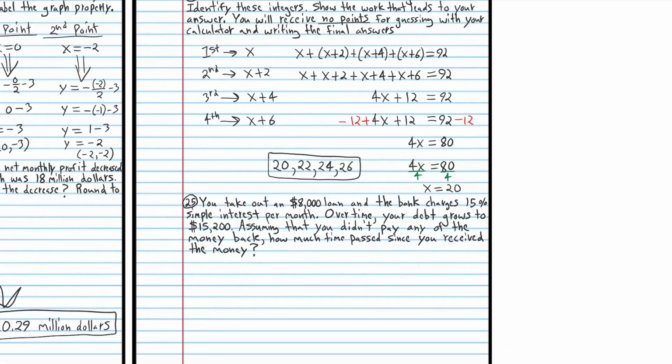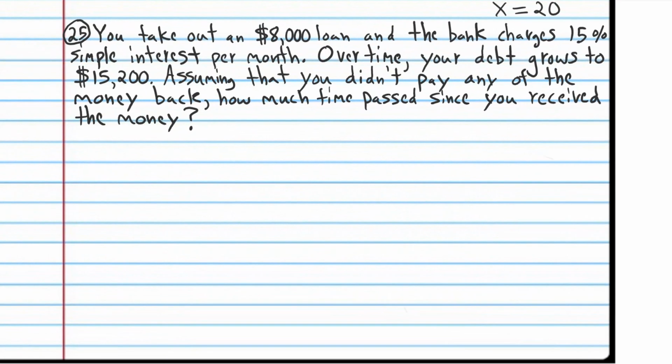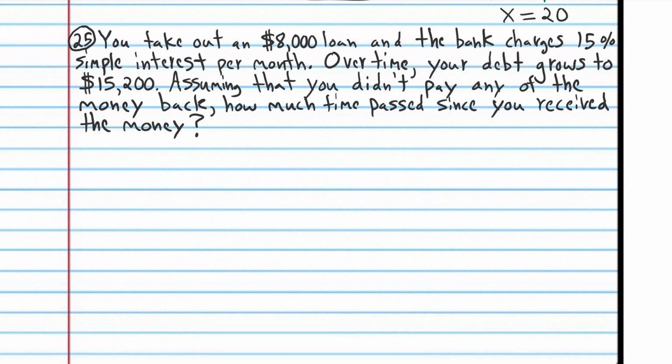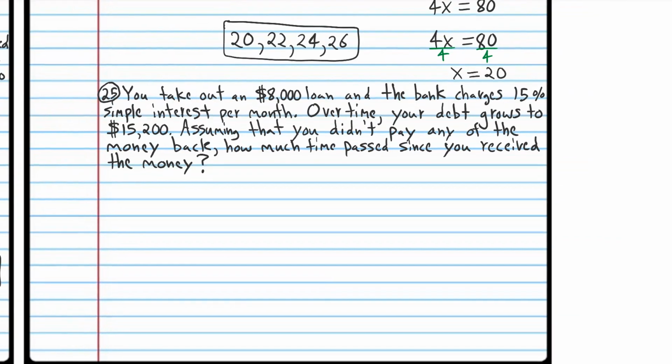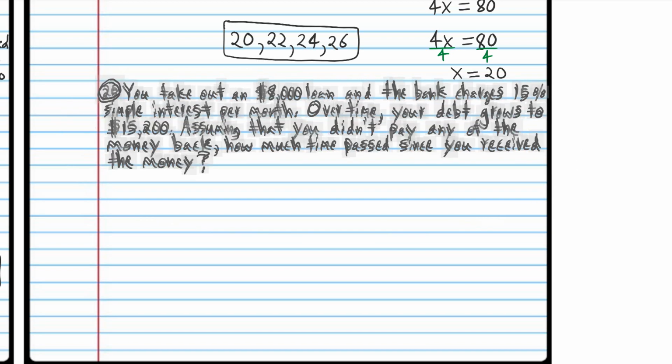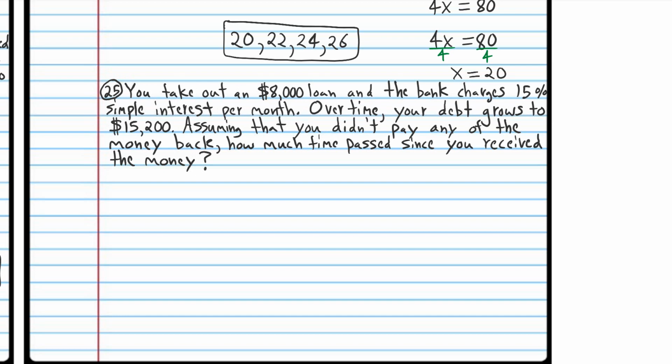All right, so last problem. You take out an $8,000 loan and the bank charges 15% simple interest per month. Over time, your debt grows to $15,200. Assuming that you didn't pay any of the money back, how much time passed since you received the money? So this is obviously a simple interest problem. So we need our simple interest formula. You need to write the formula that you're using to show which tool that you're using.